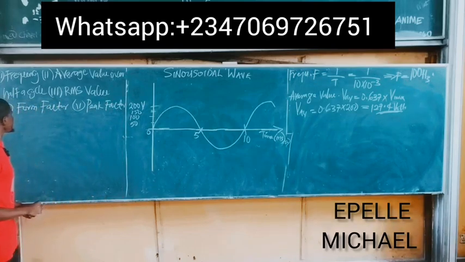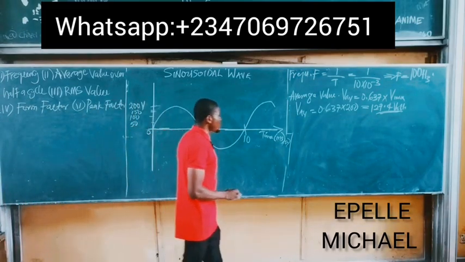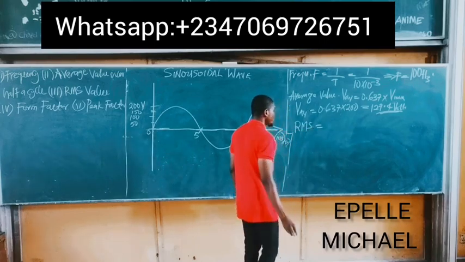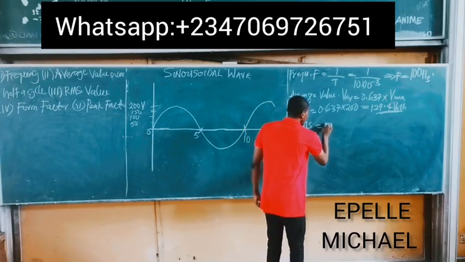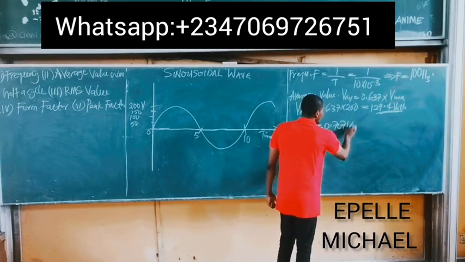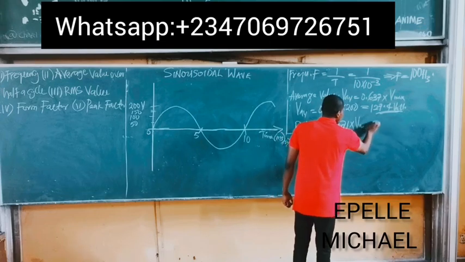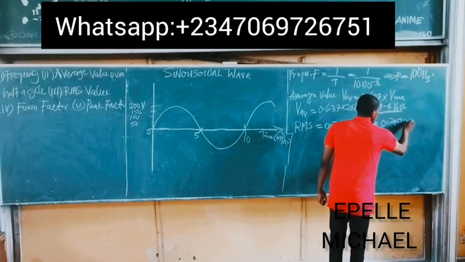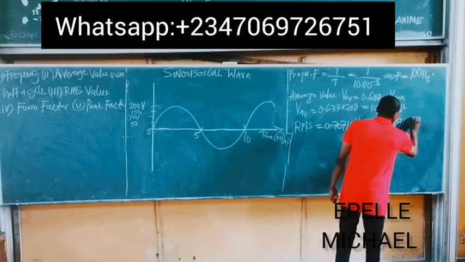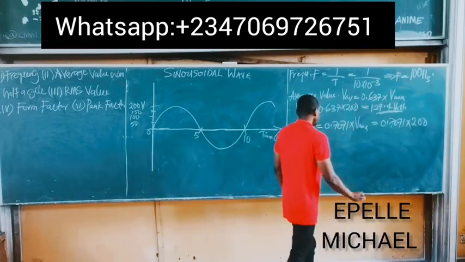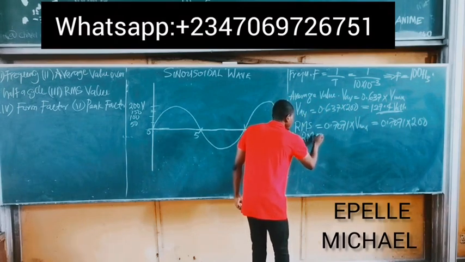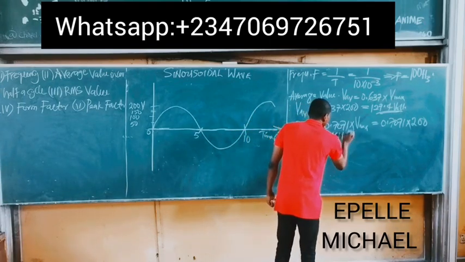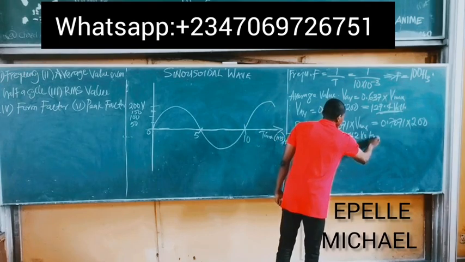Next says we should find the root mean square value for a sine wave as well. RMS value is constant, unlike periodic waves. RMS value is simply 0.7071 multiplied by maximum voltage, and it is simply equal to 0.7071 multiplied by 200 volts. Which means RMS value is equal to 141.42 volts.